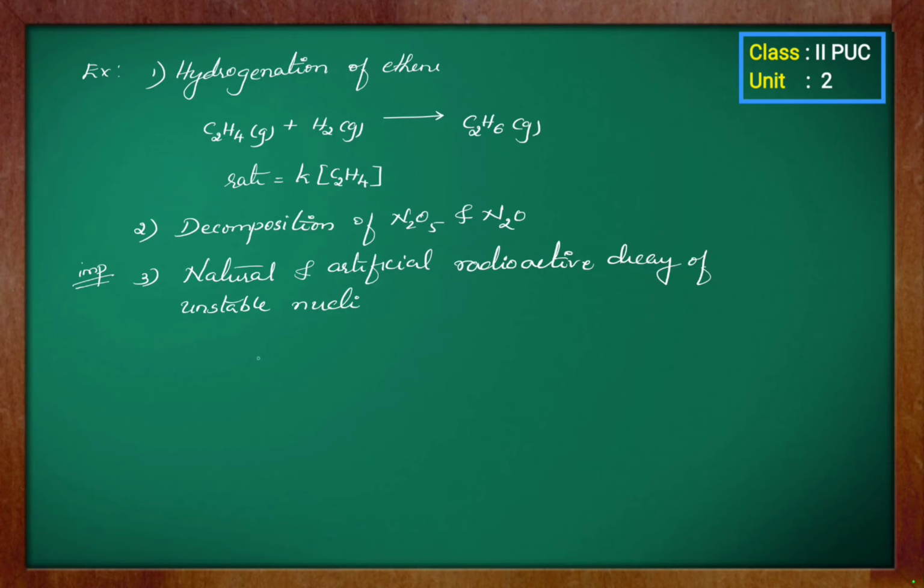For example, radioactive decay of radium-226 (atomic number 88) to form helium and radon is a first order reaction. So the experimental rate equation here is observed to be rate is equal to rate constant into concentration of radium.